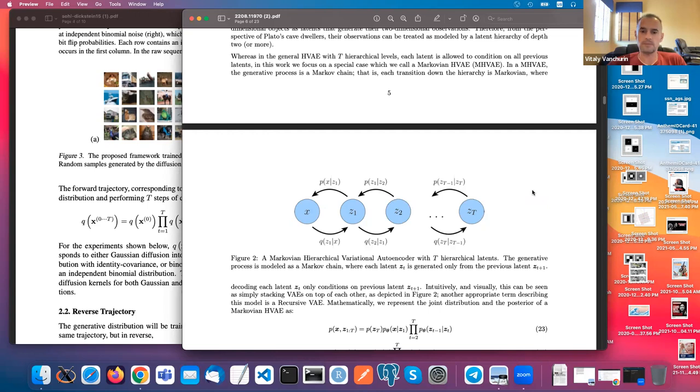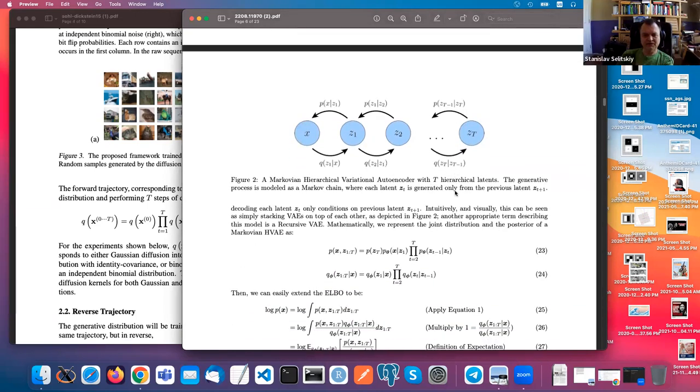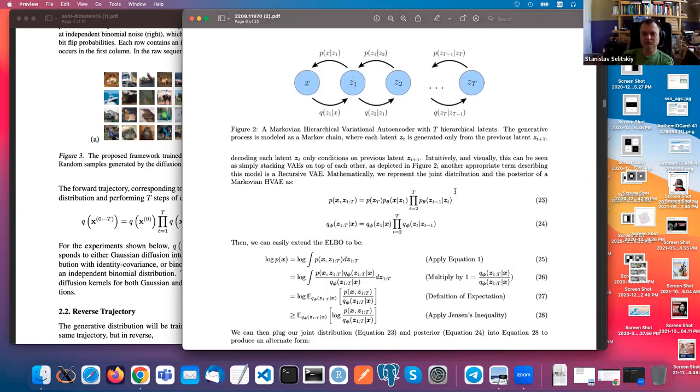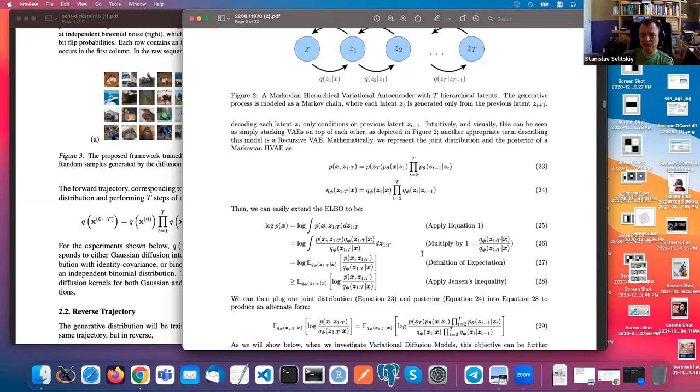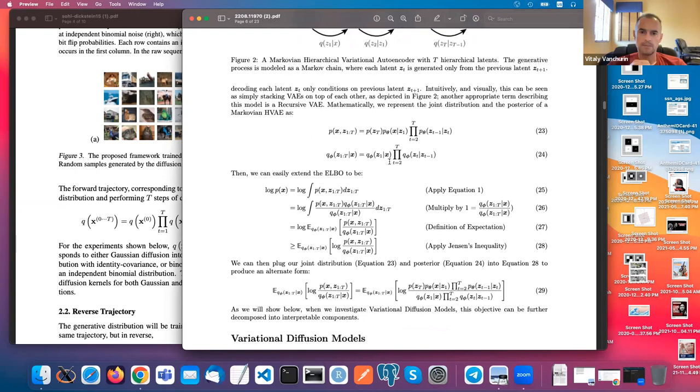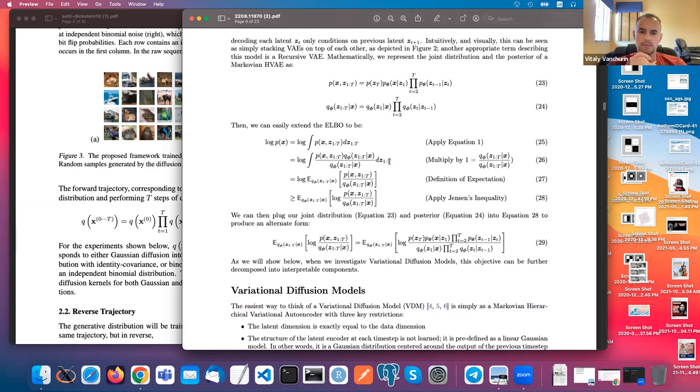They expressed it as Gaussian, and they generalize our original one-step autoencoder into this hierarchical multi-step form. So we have this z from 1 to t. Basically we're going from x to z1, z2, and so on and so forth. So topologically it's the same as what we described above.